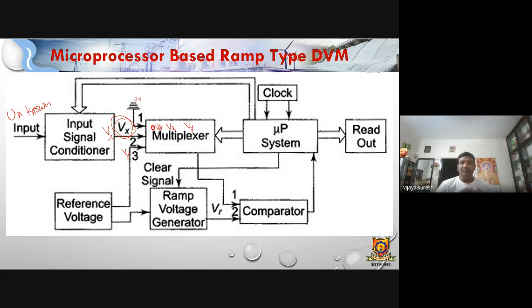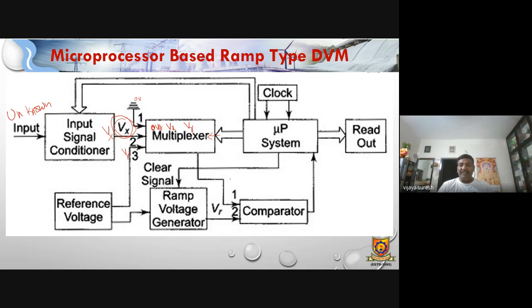Okay, 0 is nothing but ground, 0 volts. The other inputs are the unknown input voltage and the reference voltage. Three inputs we are getting: position 1, position 2, and position 3. Also, it is getting the microprocessor system input. So totally around 4 inputs, and we are getting one output.